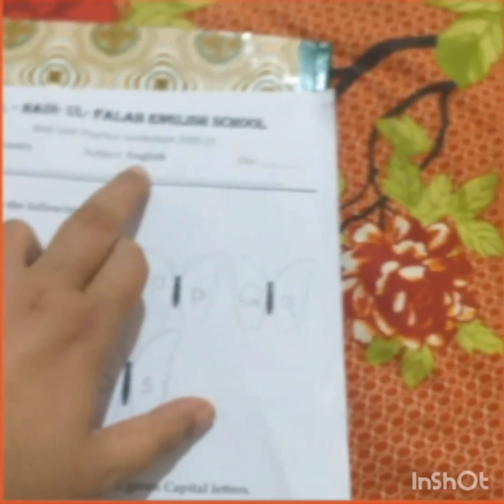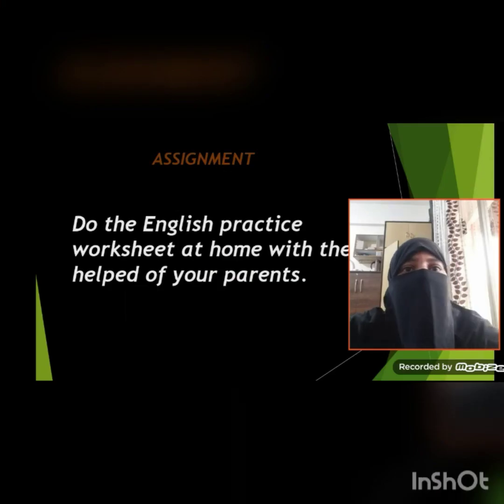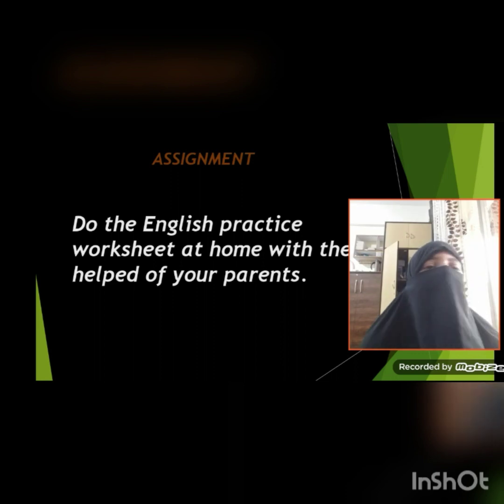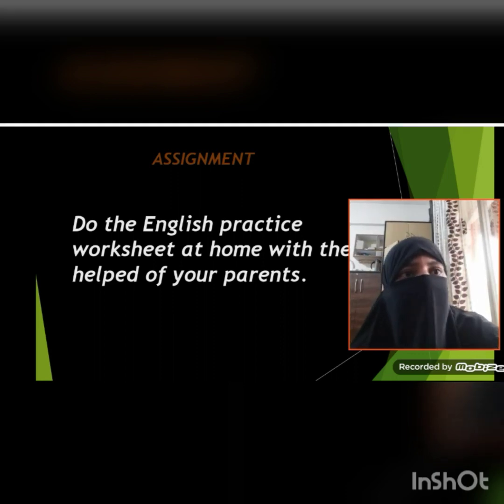In this way we have completed the practice worksheet. With this practice worksheet of subject English, you have to practice at home with the help of your parent. There is an assignment. Do the English practice worksheet at your home with the help of your parent. We will give you the PDF form of the English practice worksheet and you have to do it at home with the help of your parent.